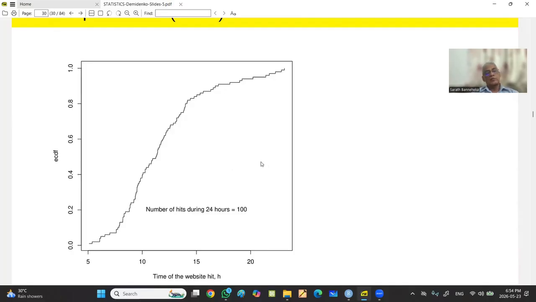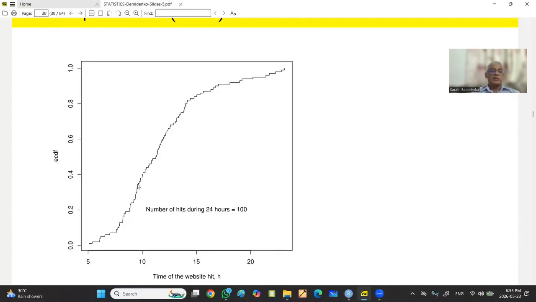So what can we see from this graph? At the beginning, the ECDF was increasing very slowly, right? That means at the beginning, in the night, because we consider 12 at midnight as time zero. So until 5 or 6, actually there was no value. The smallest value was around 5 o'clock, right? After that, there were several hits, but the number of hits was not that high, so it was flat in this part.